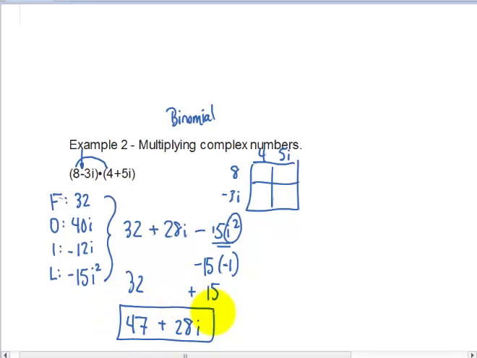I hope this video has helped you understand how to add, subtract, and multiply complex numbers. In the next video, I'm going to talk about how you raise a complex number to a power, and the video after that, I'm going to talk about how we divide complex numbers.